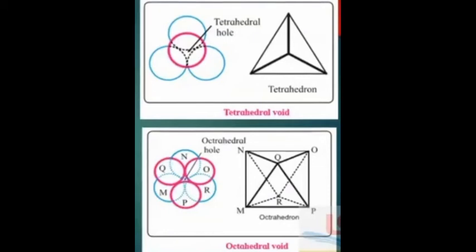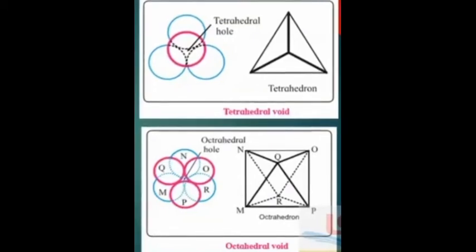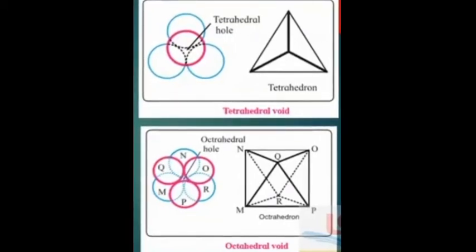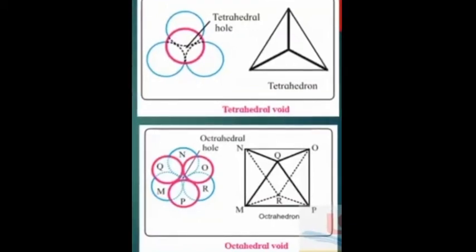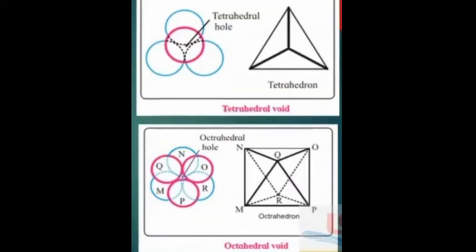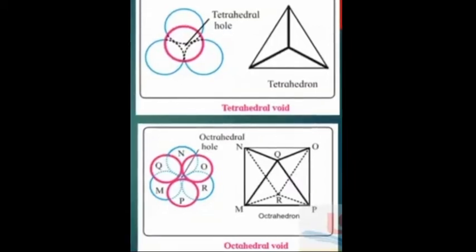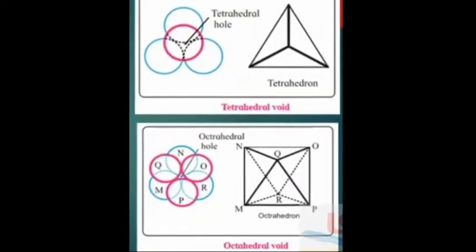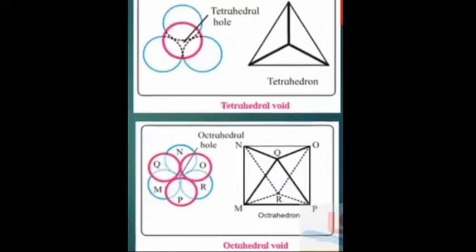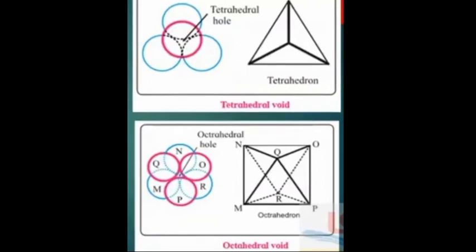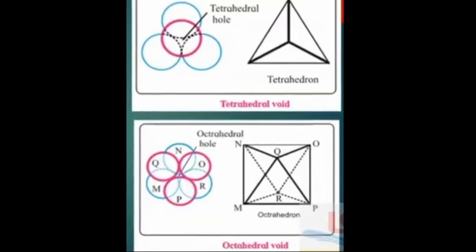Generally, when sphere is above void, then it gives tetrahedral type of void, and when there is void above void, then it gives octahedral void. I am repeating that statement again. Sphere of second layer when arranged above the void of first layer gives tetrahedral void, and when void is arranged above void, then it gives new type of void which is called octahedral void.